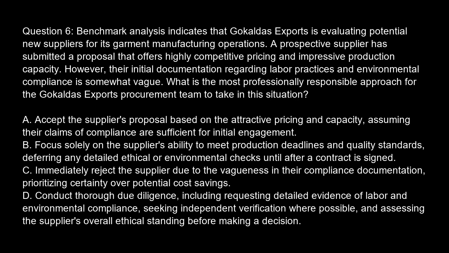Option A. Accept the supplier's proposal based on the attractive pricing and capacity, assuming their claims of compliance are sufficient for initial engagement. Option B. Focus solely on the supplier's ability to meet production deadlines and quality standards, deferring any detailed ethical or environmental checks until after a contract is signed. Option C. Immediately reject the supplier due to the vagueness in their compliance documentation, prioritizing certainty over potential cost savings. Option D. Conduct thorough due diligence, including requesting detailed evidence of labor and environmental compliance, seeking independent verification where possible, and assessing the supplier's overall ethical standing before making a decision.